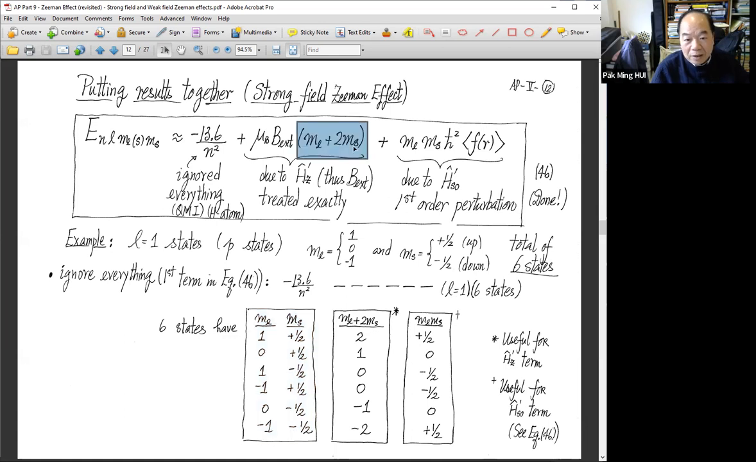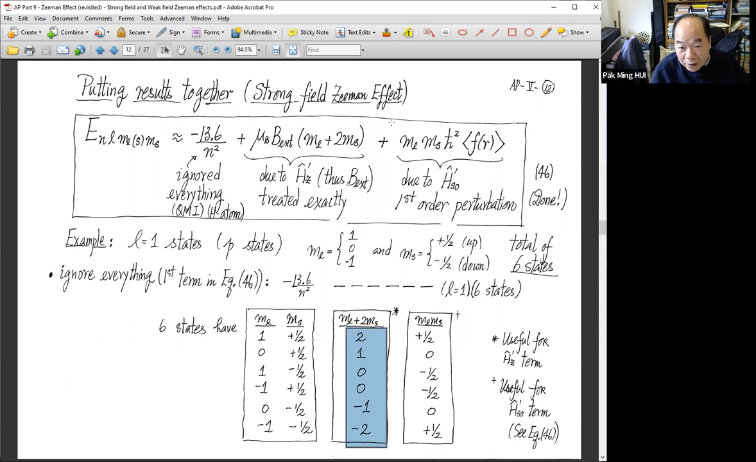Okay. So we can do that. ML plus MS: 1 plus 1 is 2. Okay. Do you understand? So similarly, for all the 6 combinations, I got these numbers.